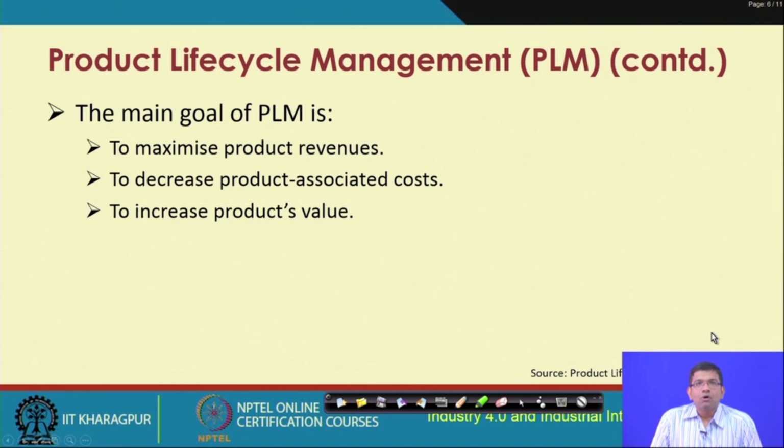So, the main goal of product lifecycle management is to maximize the product revenues, to decrease the product associated costs, and to increase the product's value. So, obviously, as you can understand, these are very attractive features which will be required to be implemented in order to move towards Industry 4.0, improving efficiency in Industry 4.0, improving automation objectives in Industry 4.0 and so on.